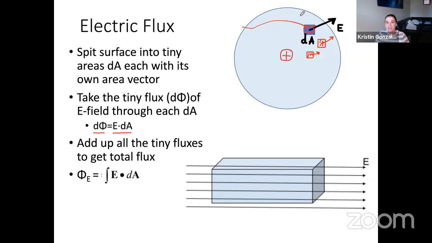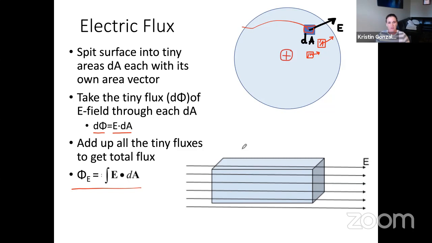And if I want to know what the entire flux is over the whole surface, what do we have to do? Well, we have to add up all of those tiny little fluxes. And so we end up with the net flux across our whole surface being equal to the integral of E dot dA. And that's for any surface, right? You get to pick the shape of your surface.